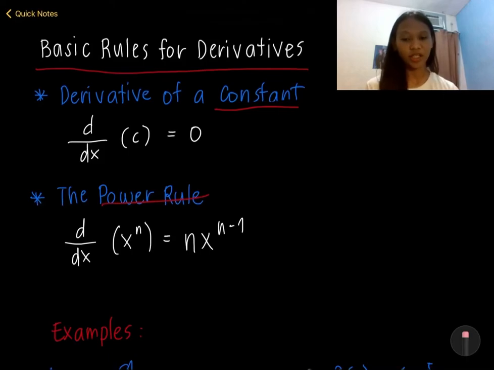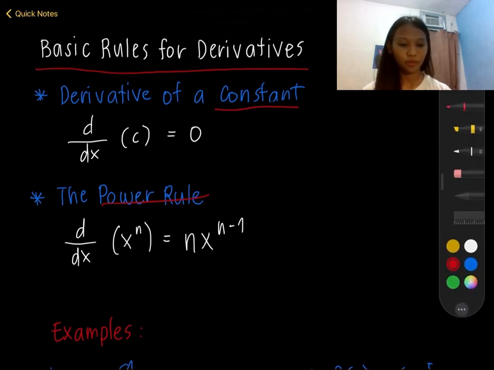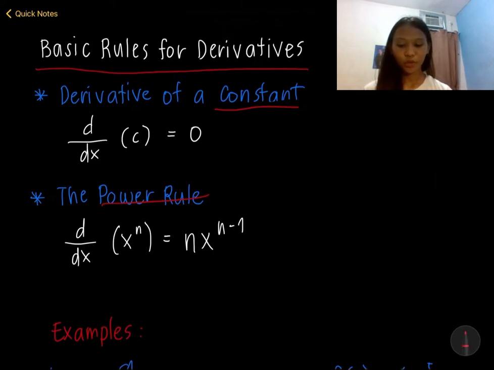Hi everyone, in this video we'll be learning about finding the derivative of a function using the derivative of a constant and the power rule. So two formulas will be applied. The first one is d over dx of c is equal to 0, which means that if we take the derivative of a constant, the answer will always be 0.